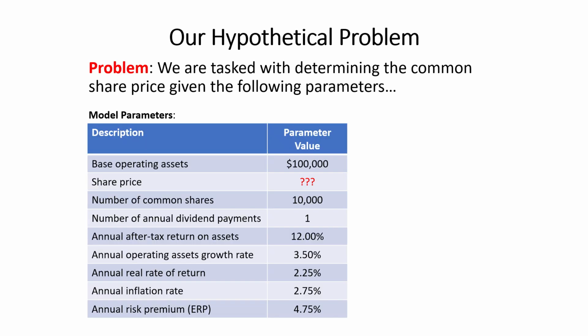As is the case with the previous sections, we're going to have a hypothetical problem, develop the mathematics, and then use the math to solve our problem. So our hypothetical problem is we are tasked with determining the common share price given the following parameters. Now these parameters are going to be different from the bond case, but there are some similarities.